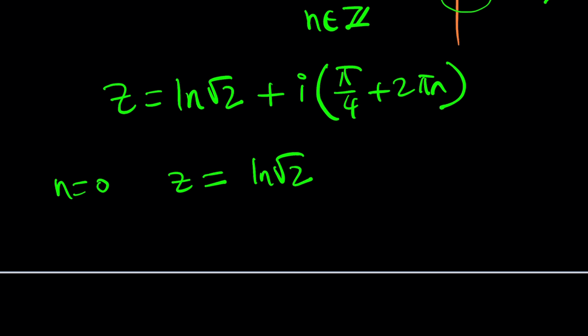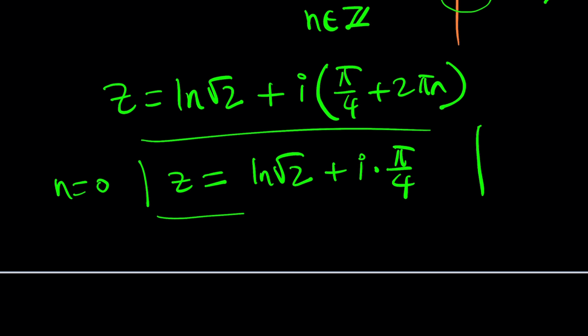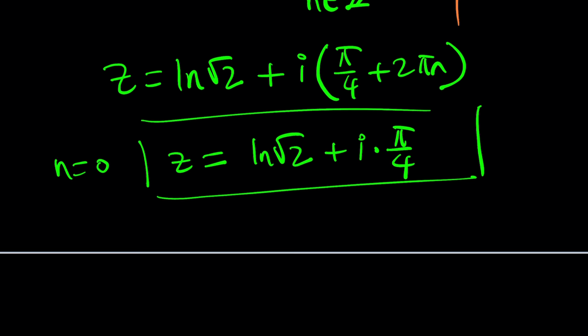And sometimes they're just going to use a capital or uppercase L for this. I'm not really into that kind of stuff because I don't think that's universal. But this would be one of the values and the principal value for the z. But if you use n equals 0, n equals 1, n equals 2, whatever, you're going to be getting different values. The one thing that doesn't change is going to be the ln of square root of 2.